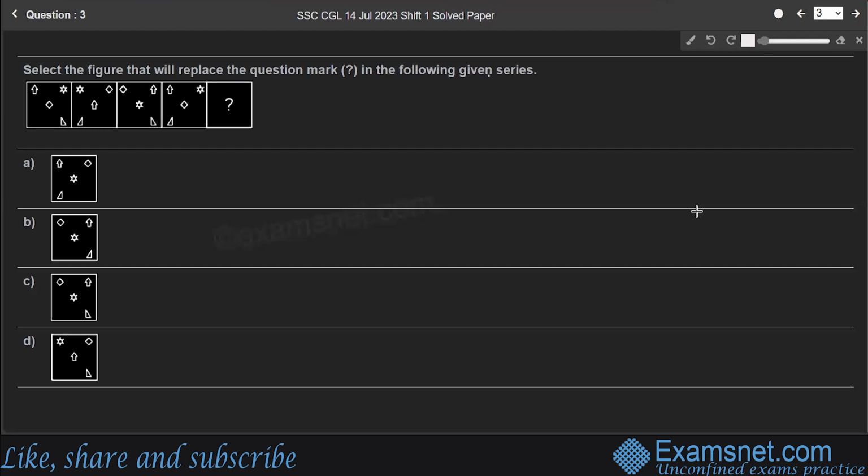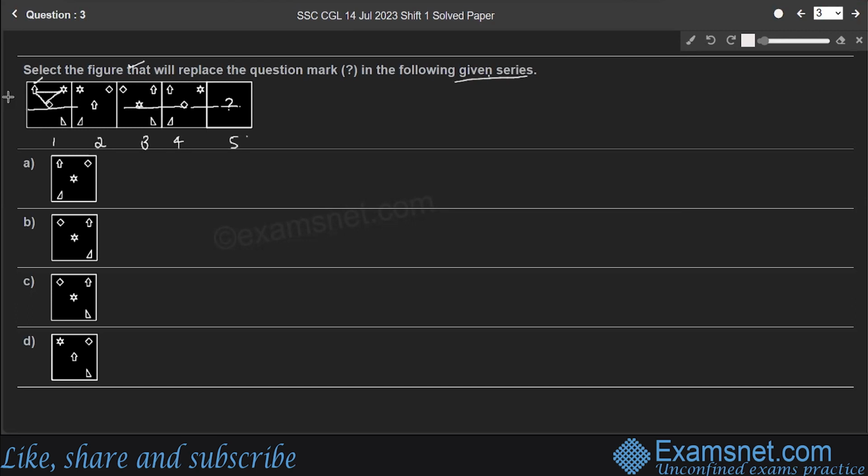Question 3. Select the figure that will replace the question mark in the following given series. Here is the series, students. So it has 4 figures, 1, 2, 3, 4. We need to find the 5th one, right? So look at the portion above the central figures. In this triangular portion, each small figure is rotating in anti-clockwise direction, right?